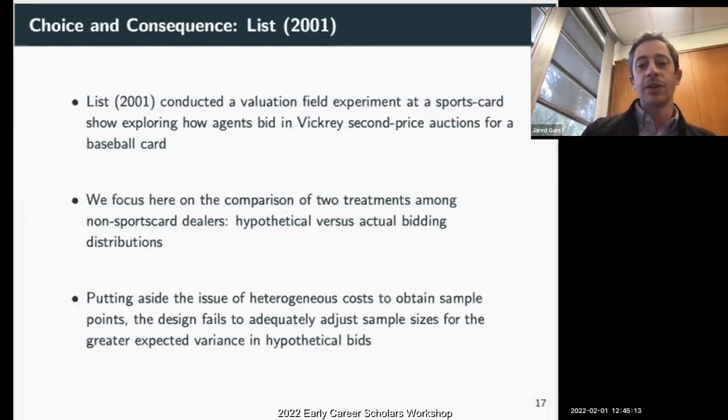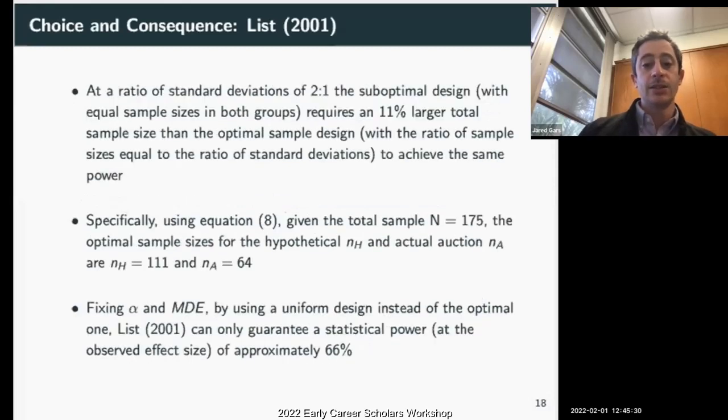While in this case there were different costs across treatments, we're going to assume constant costs for now. So given the previous evidence, should the author have had the same number of observations in the treatment and control, given the higher expected variance in the hypothetical bids? And the answer is that no, he shouldn't have. Instead, the previous work suggested that there would be a 2-to-1 ratio of standard deviations, which would require a sample size that was actually 11% larger than what was collected in the experiment, and that it should be based on the ratio of the standard deviations to achieve the same level of power.